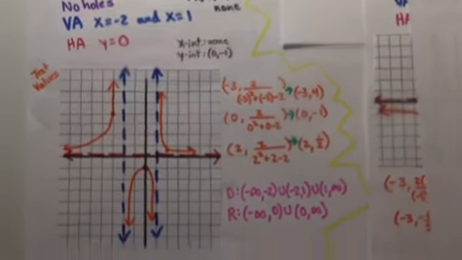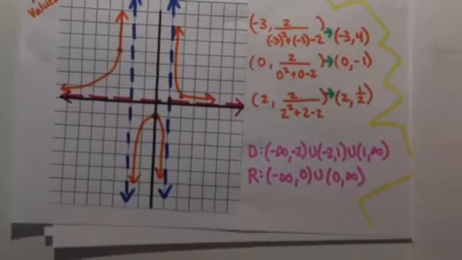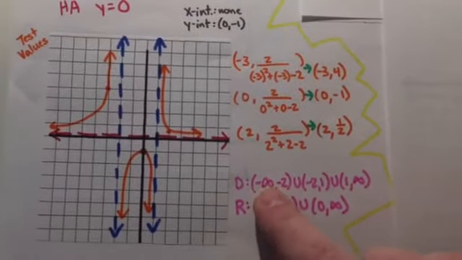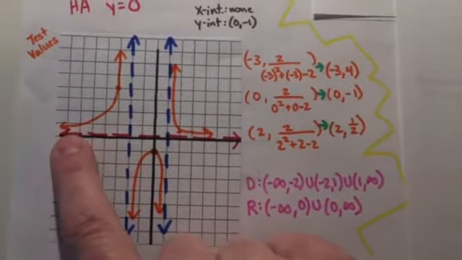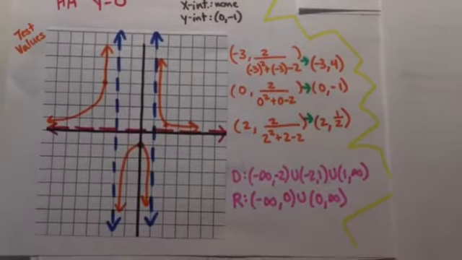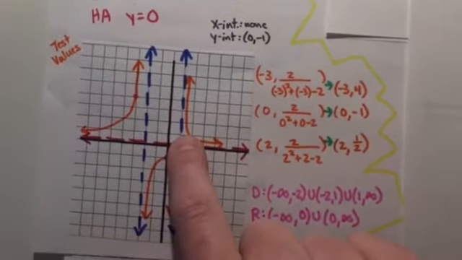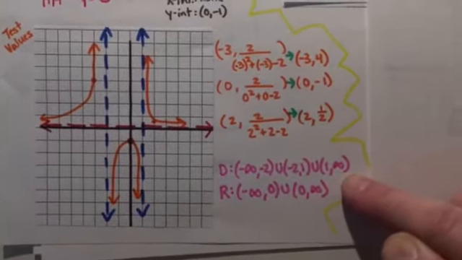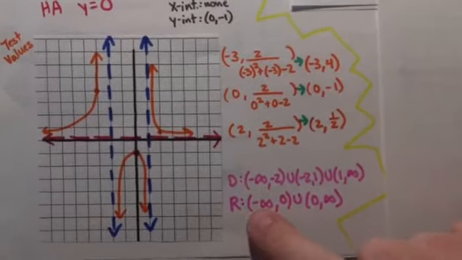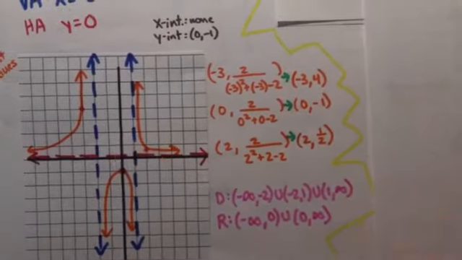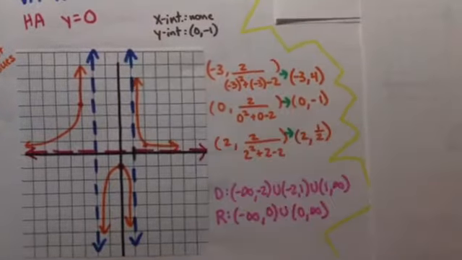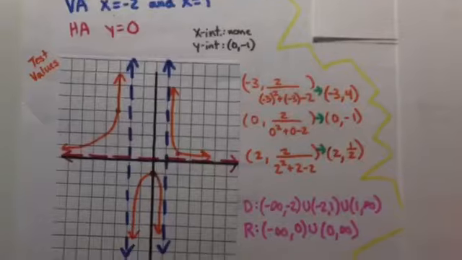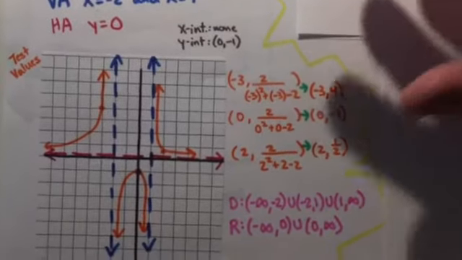So then the domain we can pick out. There are no holes, so we're just looking at asymptotes. The domain can go from negative infinity up to negative 2. It can go between negative 2 and 1, and then it can go from 1 to infinity. So notice we don't need any brackets. Those are all parentheses. Range can go from negative infinity to 0, and then from 0 to infinity. And again, there were no holes affecting either one of those, so we didn't have to worry about that.